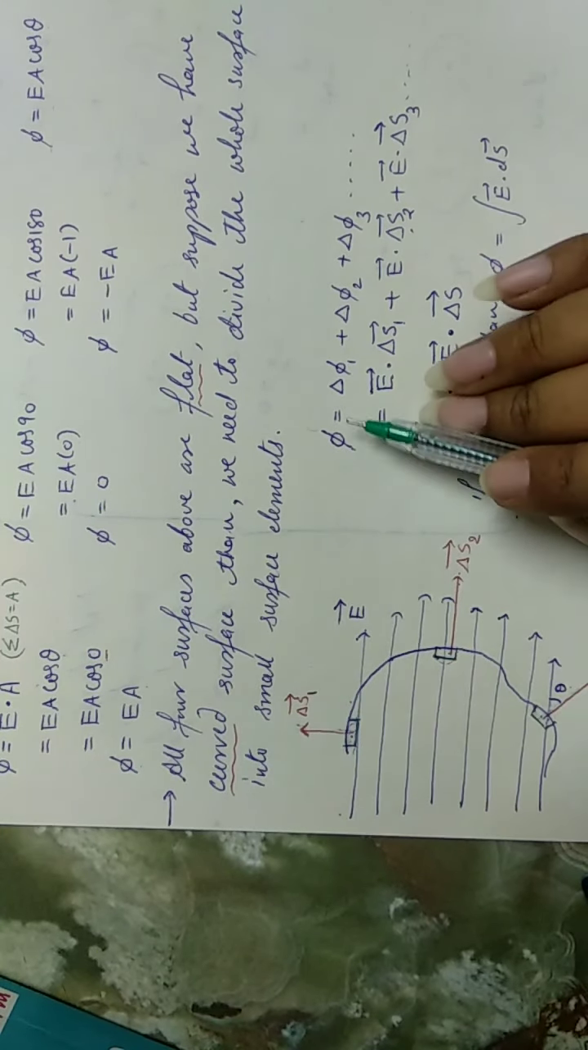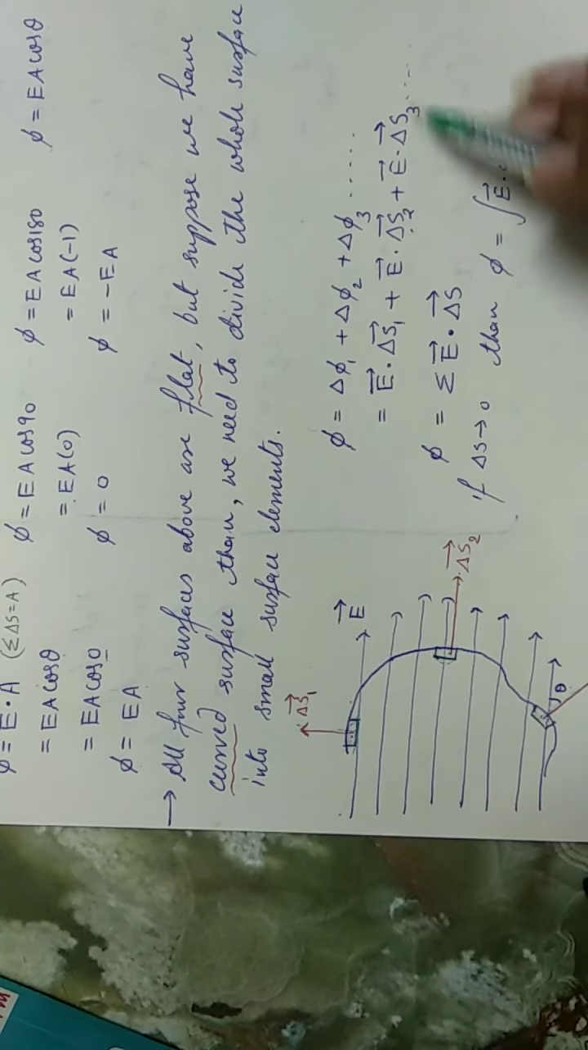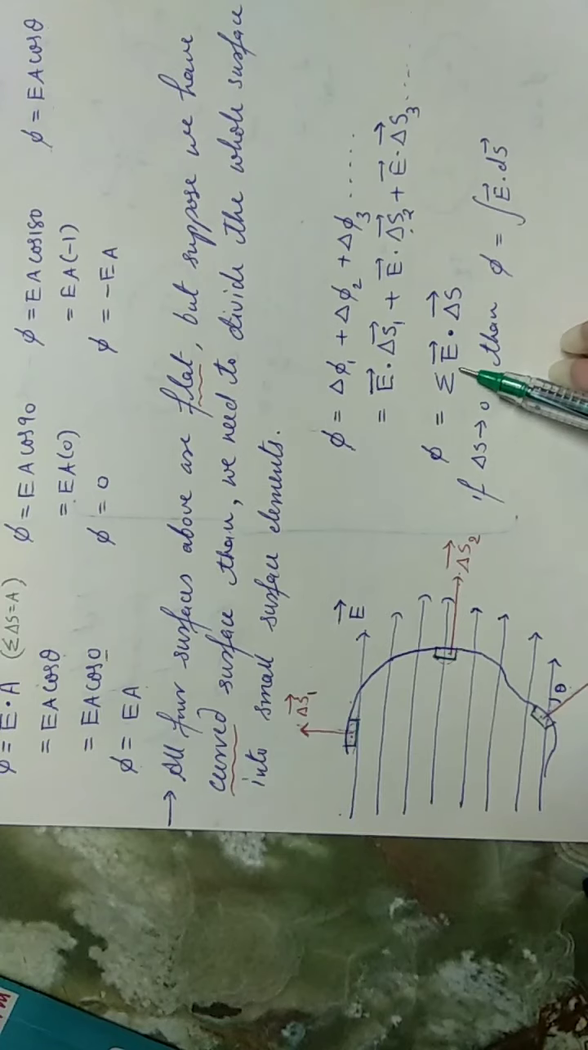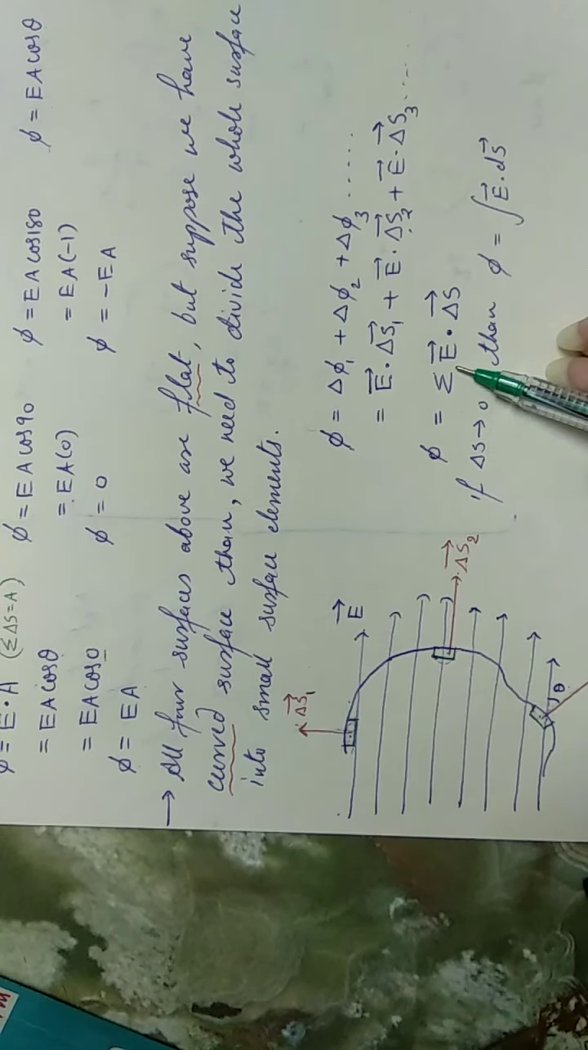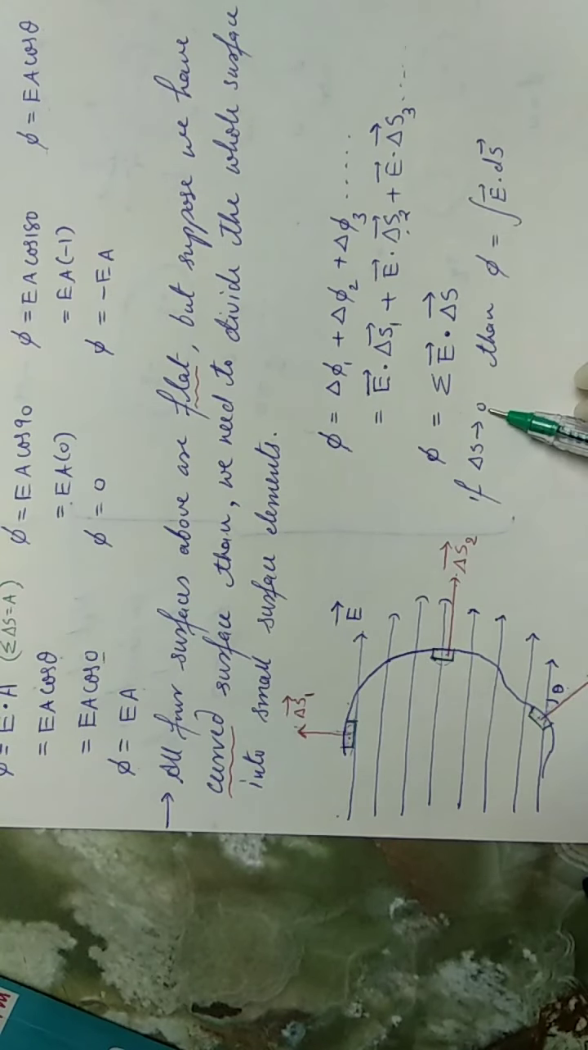And at the end, if I want total flux, I'll be taking summation over this equation. So I'll get an equation like this. And if this area element is very small, if delta S tends to 0, then this summation can be converted into integration, and instead of delta S we'll be writing dS. So this was our final formula of flux. Flux is equal to the integral of E dot dS.